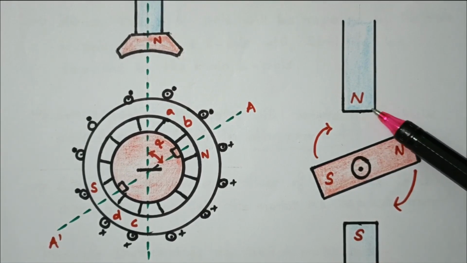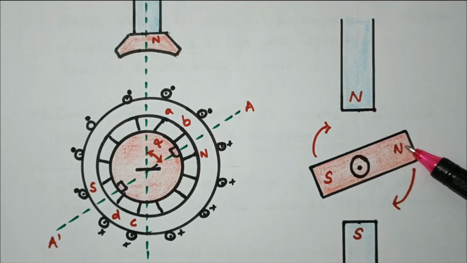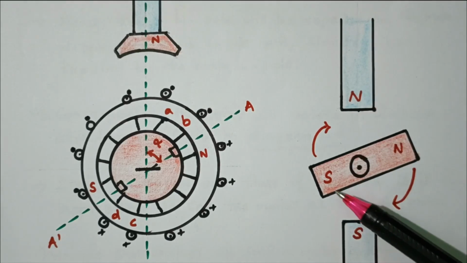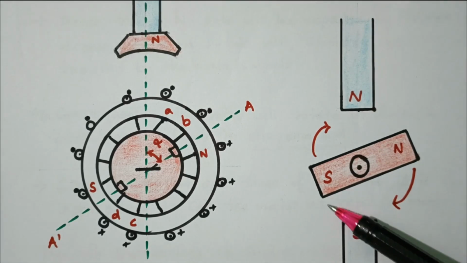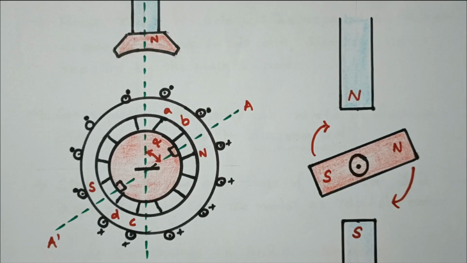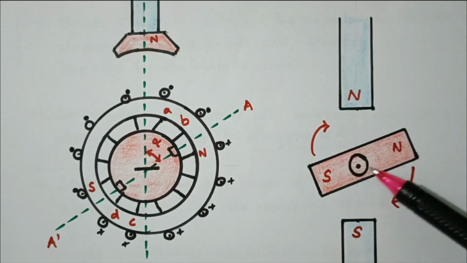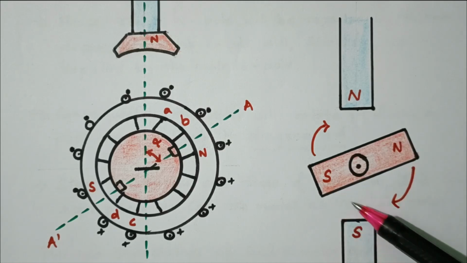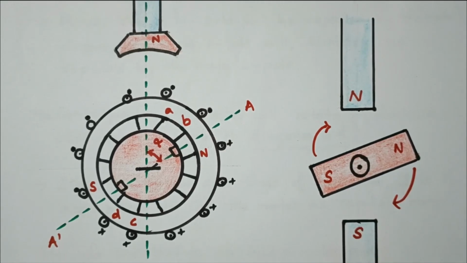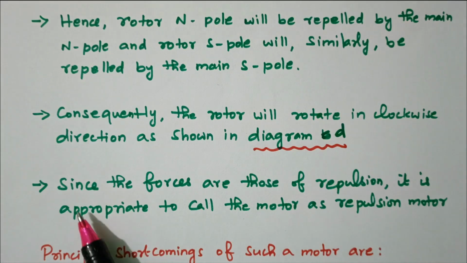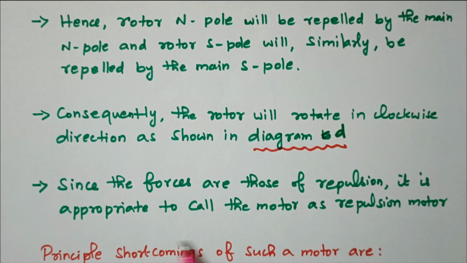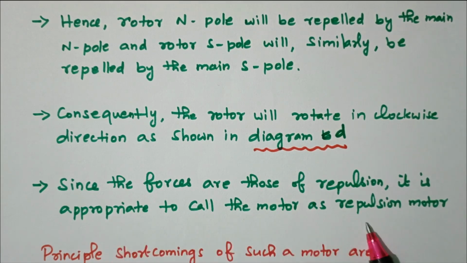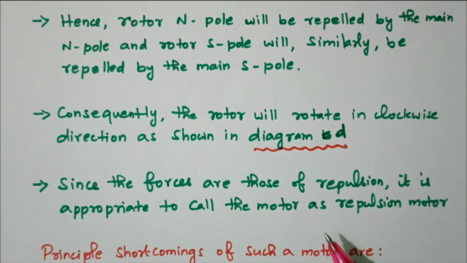There is a repulsion between these two, the main N pole and the rotor N pole. Similarly, the main S pole and the rotor S pole. So repulsion takes place so that it rotates in the clockwise direction. Mainly we are focusing on repulsion, not attraction. This is the repulsion motor, so the basic principle is repulsion. Since the forces are repulsive, it is appropriate to call the motor a repulsion motor. Because of this, it is called a repulsion motor.